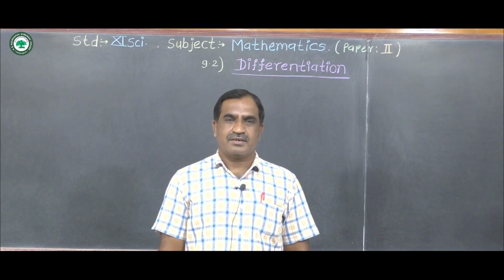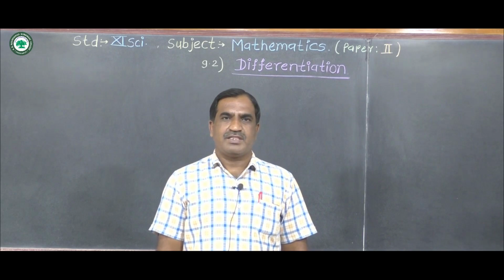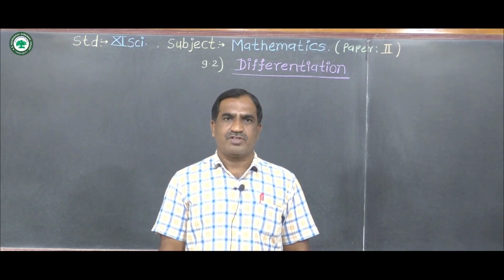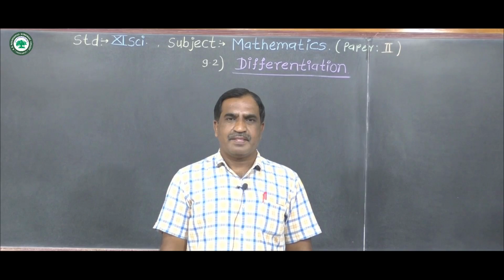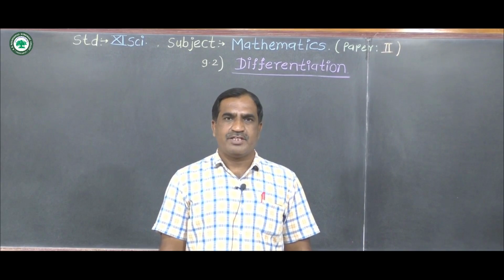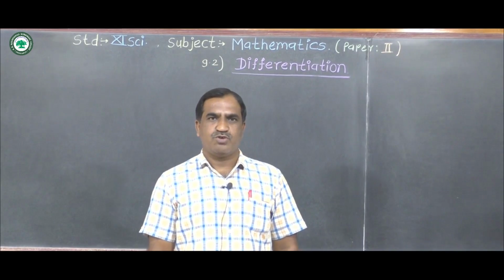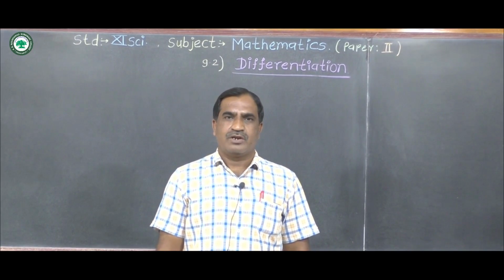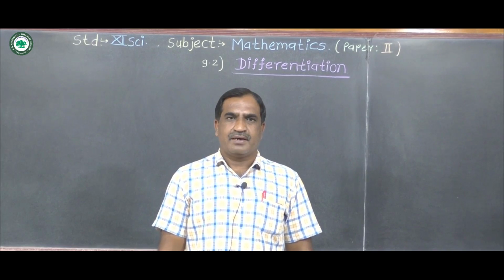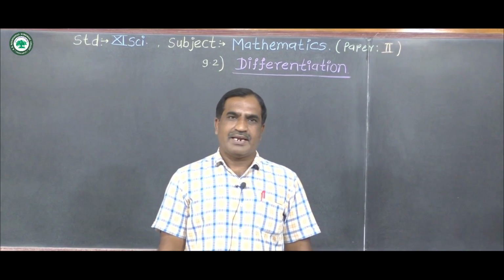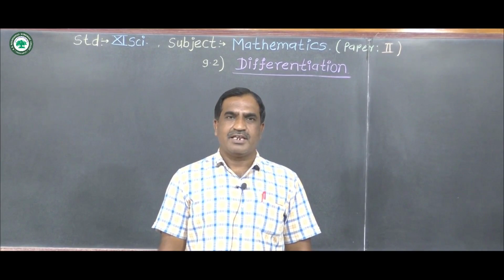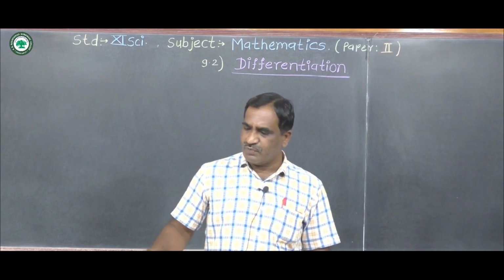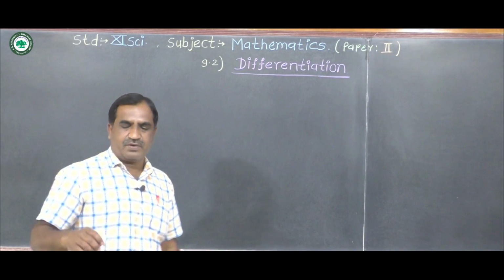Students, in the last lecture, we have seen some examples based on the first principle formula, that is, the derivative of a given function at x equal to a by using the formula f dash of a is equal to limit h tends to 0 of f of a plus h minus f of a upon h. Now today we are going to study right hand derivative and left hand derivative and the relation between differentiability and continuity. First we see the definition of right hand derivative.